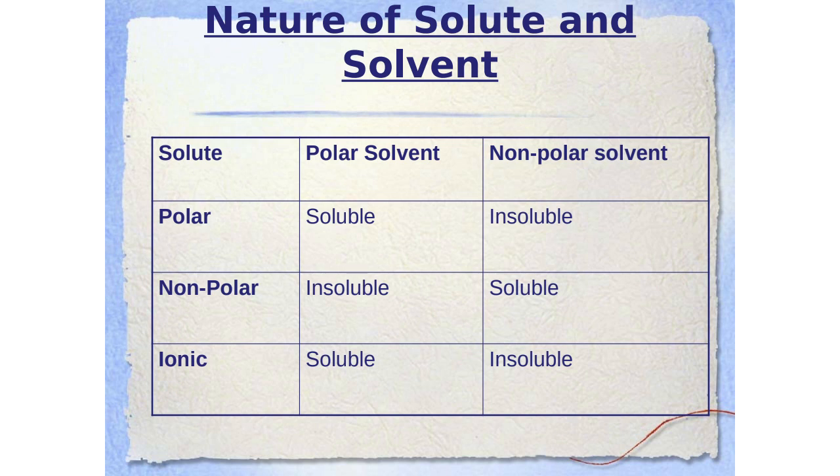Here's a chart that summarizes the attractions between solute and solvent. So again, like dissolves like. If you have a polar or ionic substance, it will also be soluble in another polar substance. Nonpolars will be soluble or attracted to each other. If they are nonpolar or polar and ionic, they will not be attracted to each other.